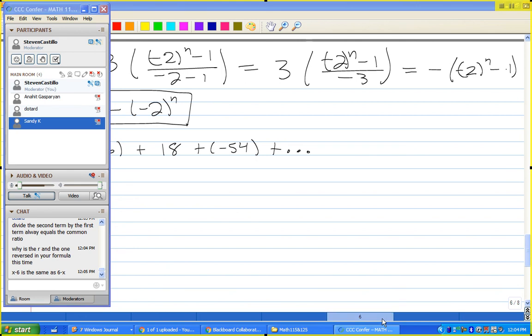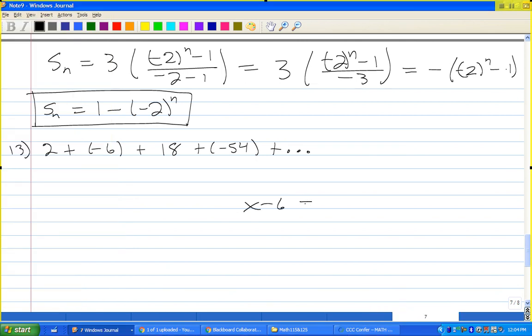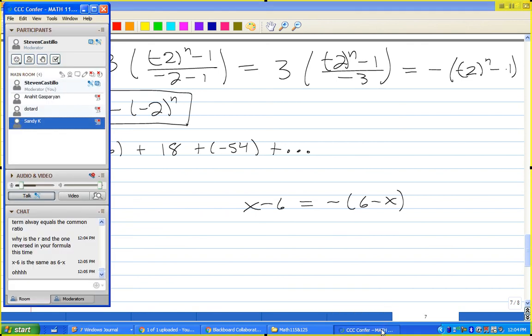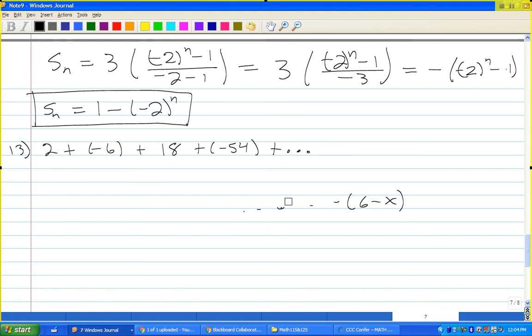X minus 6 is not this. X minus 6 is the same as -6 minus X, right? But if you had two negatives, canceling two negatives is going to get rid of it, because I changed the sign twice, and I'm dividing, so it doesn't make a difference if you do two negations.